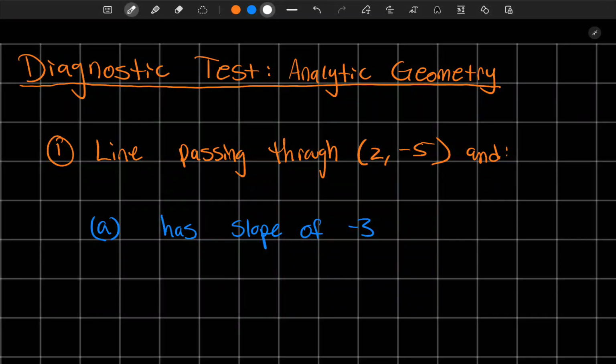Hello everyone. In this video we'll be looking at another diagnostic test for our calculus series. This time we'll be looking at important aspects of analytic geometry which show themselves when we begin to study calculus. To start, let's consider a line in the xy plane which passes through the point (2, -5).